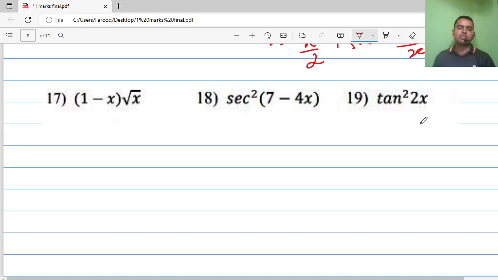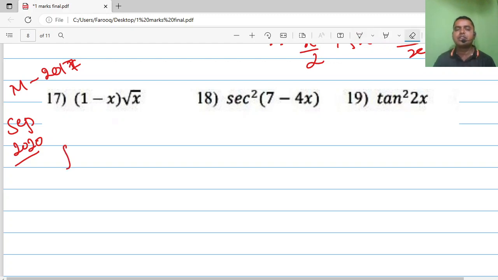Now come to the 17th problem. This question has been asked, I think, in the examinations of March 2017 and September 2020 for 1 mark. Just write this one.